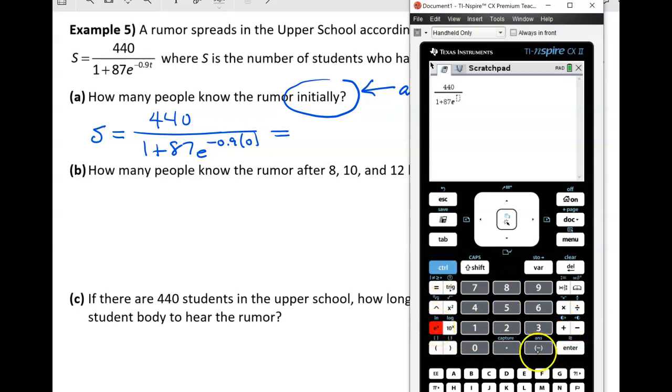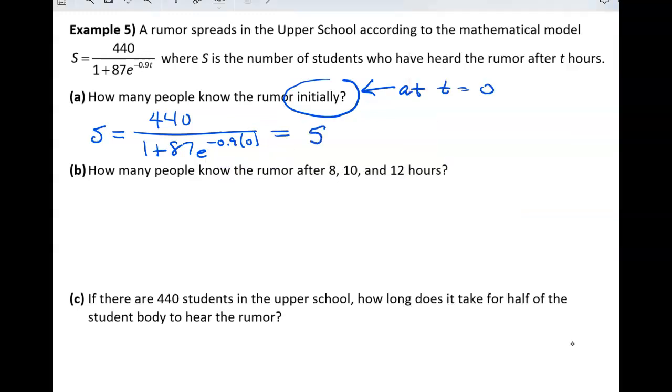e to the negative, and when you're entering a negative, be careful that you don't use the minus sign. Use the negative 0.9 times 0, and just enter, and it turns out that 5 people knew that rumor at the start.